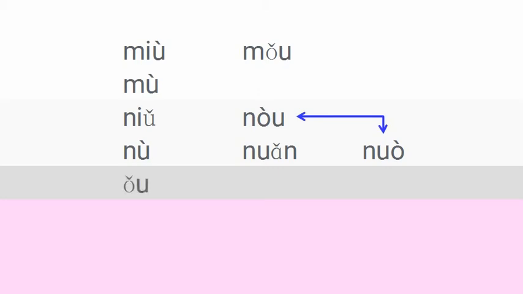Ou is pronounced as O. Pou is pronounced as Po. Pu is pronounced as Pu. Qiu is pronounced as Qiu. Note that the alphabet U is on the third position and does not follow immediately the alphabet Q.